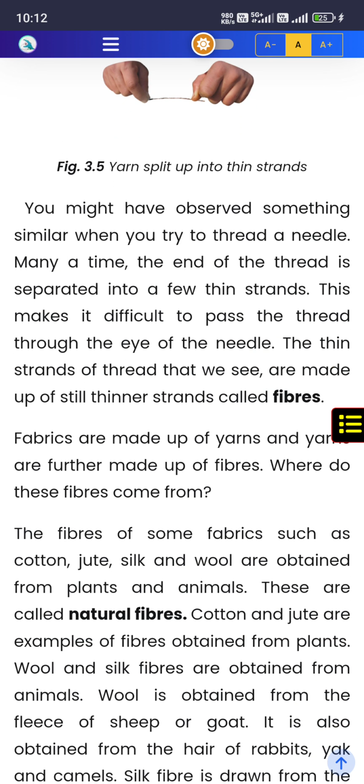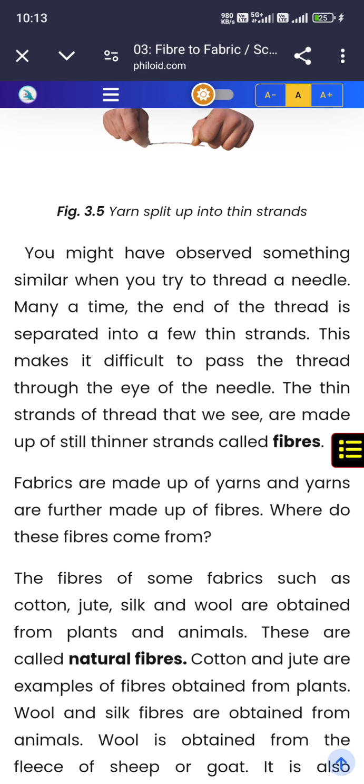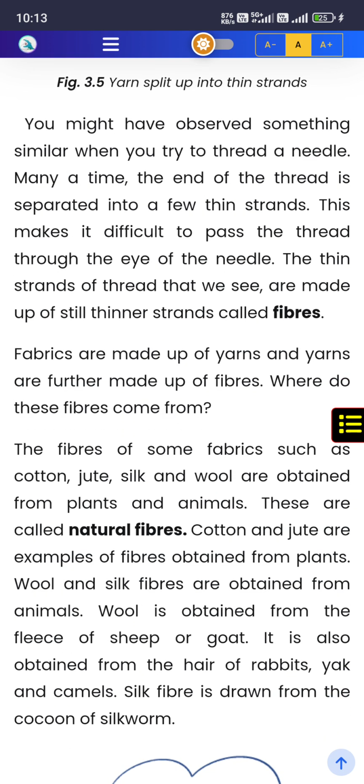So fabrics are made up of yarns, and yarns are further made up of fiber. Where do these fibers come from? The fibers of some fabrics such as cotton, jute, silk and wool are obtained from plants or animals. These are called natural fibers. Cotton and jute are examples of fibers obtained from plants. Wool and silk fibers are obtained from animals.